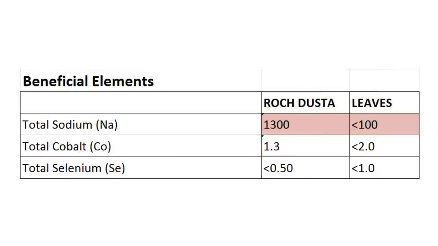Now let's look at the beneficial elements. Both cobalt and selenium are at statistically insignificant levels. Sodium is significantly higher in the rock dust, but that doesn't change my preference for the leaves. I have no reason to believe that our crops suffer from a sodium deficiency.